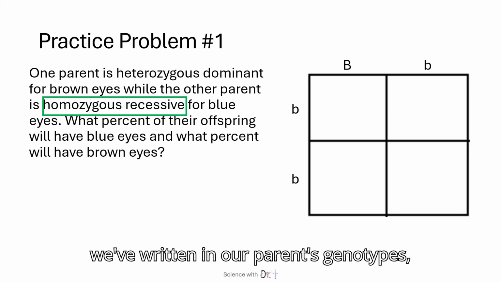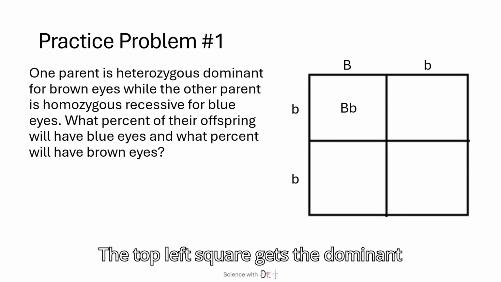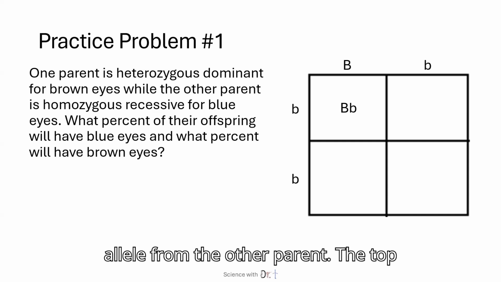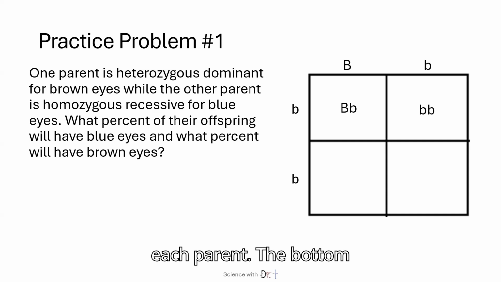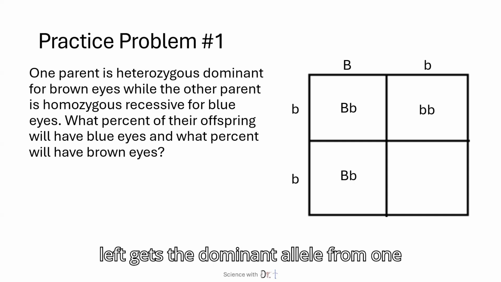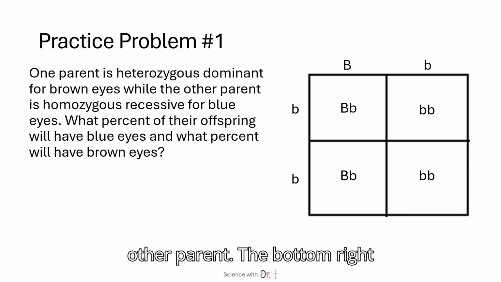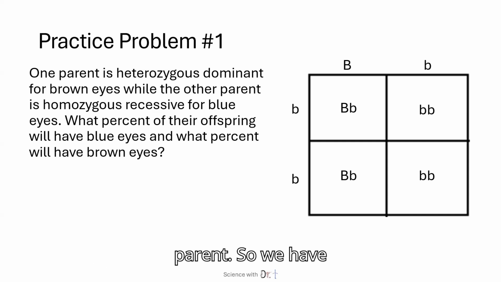Now that we've written in our parents' genotypes, we can fill in the offspring's genotypes. The top left square gets the dominant allele from one parent and the recessive allele from the other parent. The top right square gets a recessive allele from each parent. The bottom left gets the dominant allele from one parent and the recessive allele from the other parent. The bottom right square gets a recessive allele from each parent.